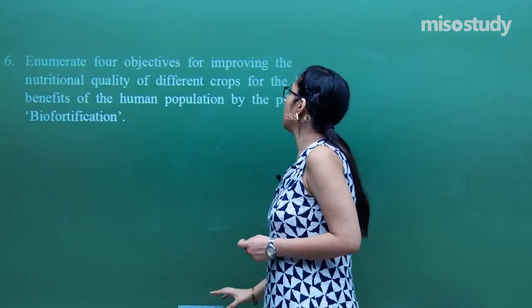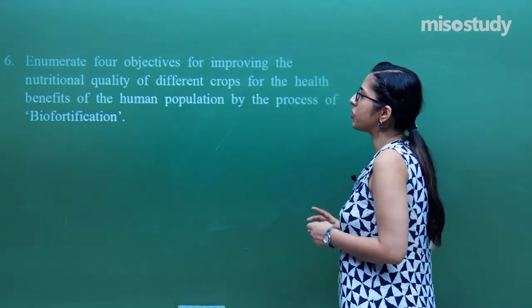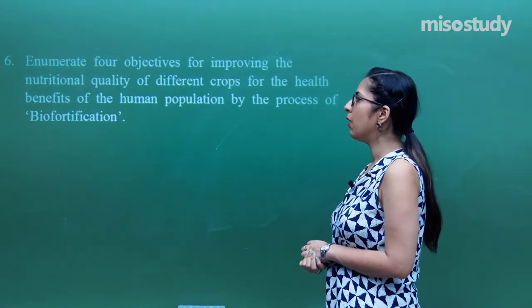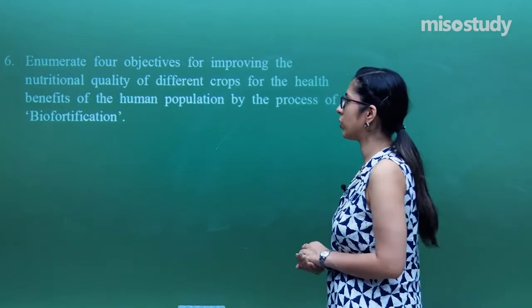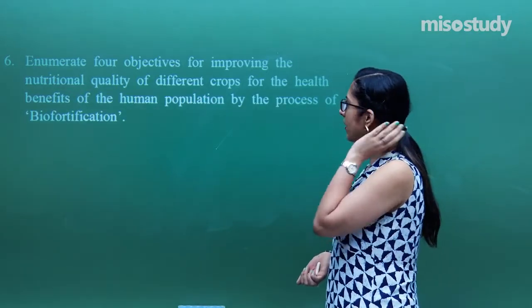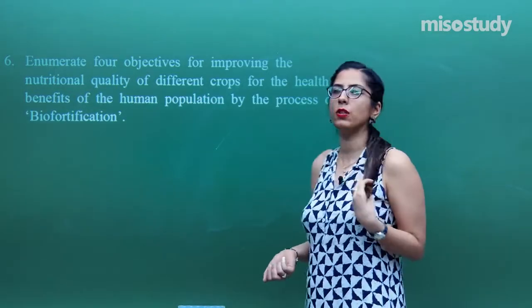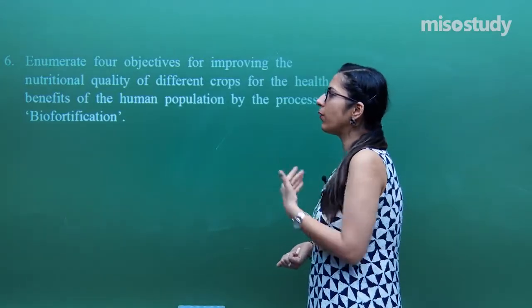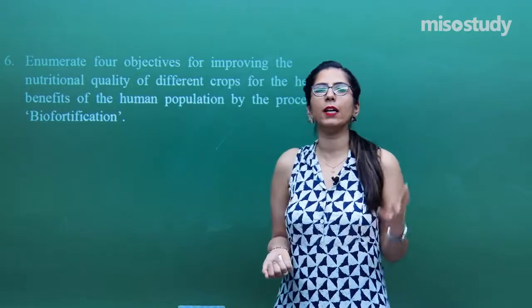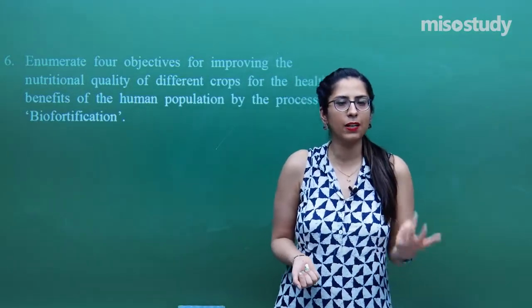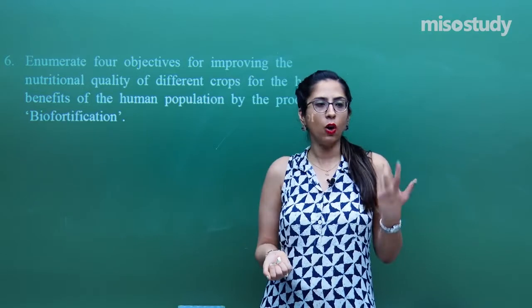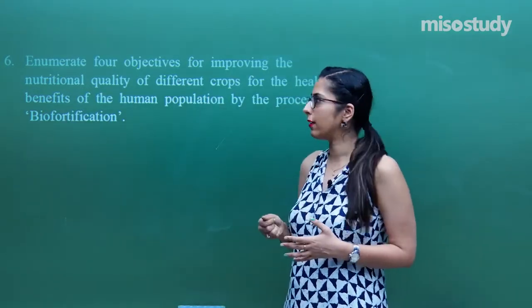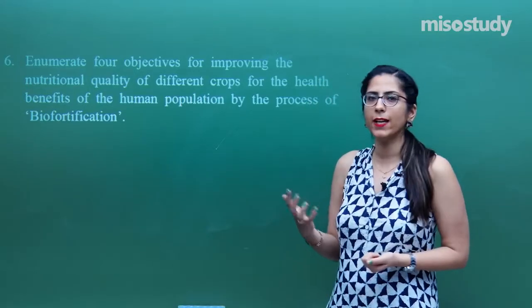Enumerate 4 objectives for improving the nutritional quality of different crops for the health benefits of the human population by the process of biofortification. Biofortification is the process in which the overall nutritional quality of a crop is increased. What we want is that we should get enough protein, enough vitamins, oils, and micronutrients as well. Our major focus is that. So, we have to define the 4 objectives.